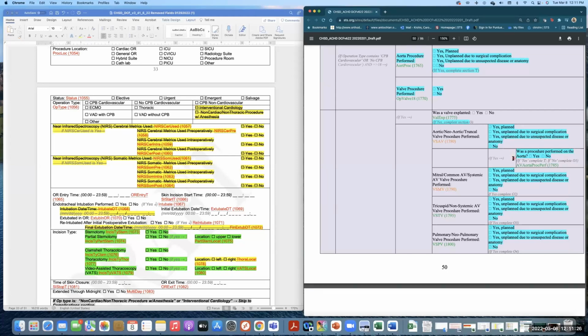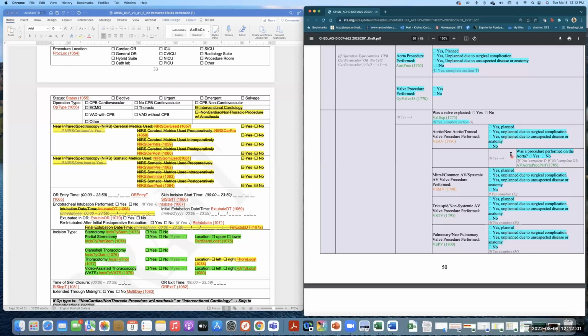But if you're actually entering an aortic valve and an aorta procedure, a combined procedure, you have to answer 1765, 1770, 1780, and 1785 to get all of the fields and the appropriate sections to open up. And that will be laid out pretty clearly in the training manual. It's just a little cumbersome at first, and you just kind of have to get used to it. But once you get used to it, it's fairly easy.